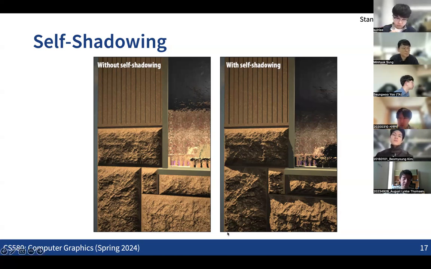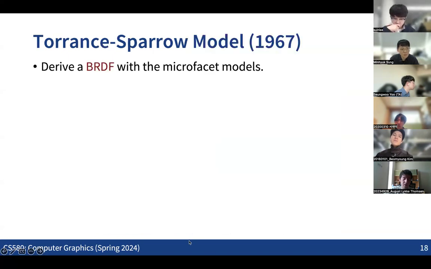So we basically discussed the basic idea of how we define the microfacet model. Based on all these assumptions and the definition that we are modeling the microfacets at the surface, now we are going to derive a BRDF with this model, which was the idea introduced in 1967 from this part of the model.